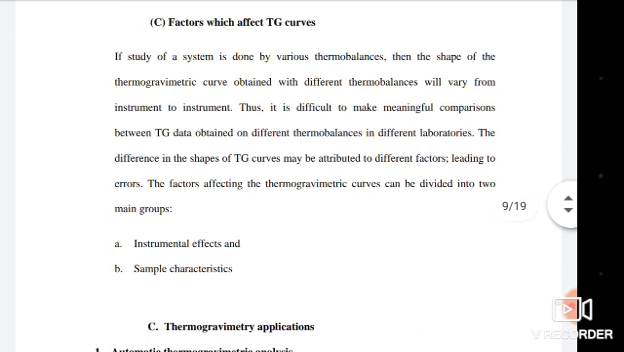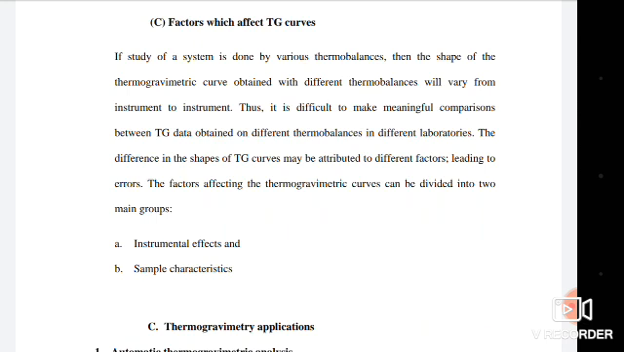So these are the characteristics of a good balance and the factors affecting the TG curve. If the study of a system is done by various thermobalances, then the shape of the thermogravimetric curve obtained with the different thermobalances will vary from instrument to instrument. Thus, it is difficult to make a meaningful comparison between TG data obtained on different thermobalances in different laboratories. So, the difference in the shapes of the TG curve may be attributed to different factors leading to errors.